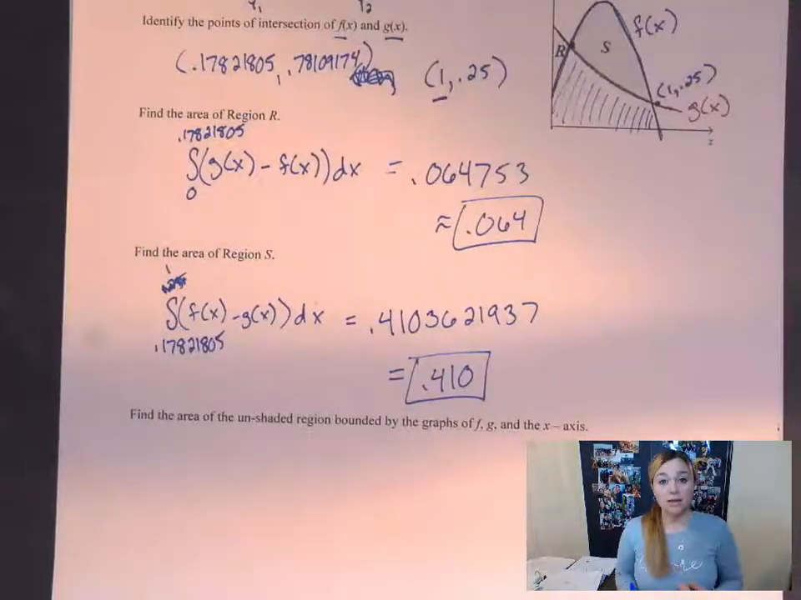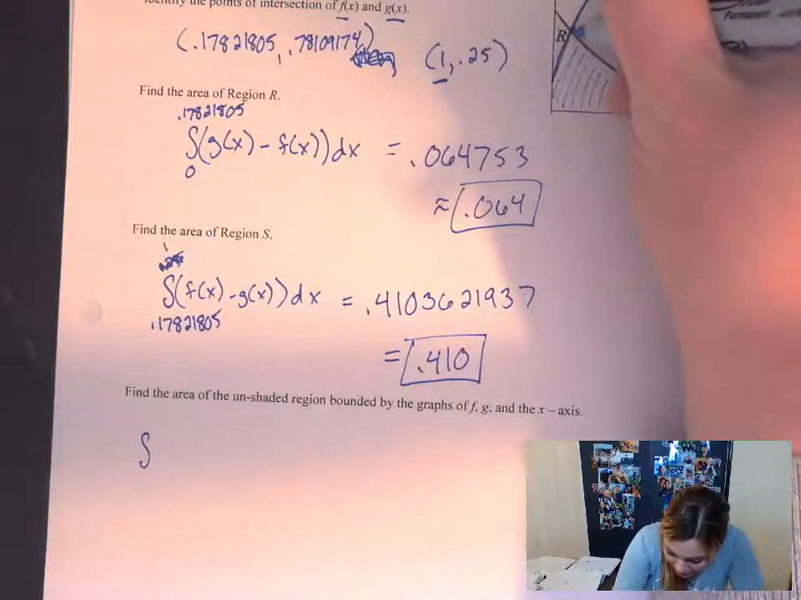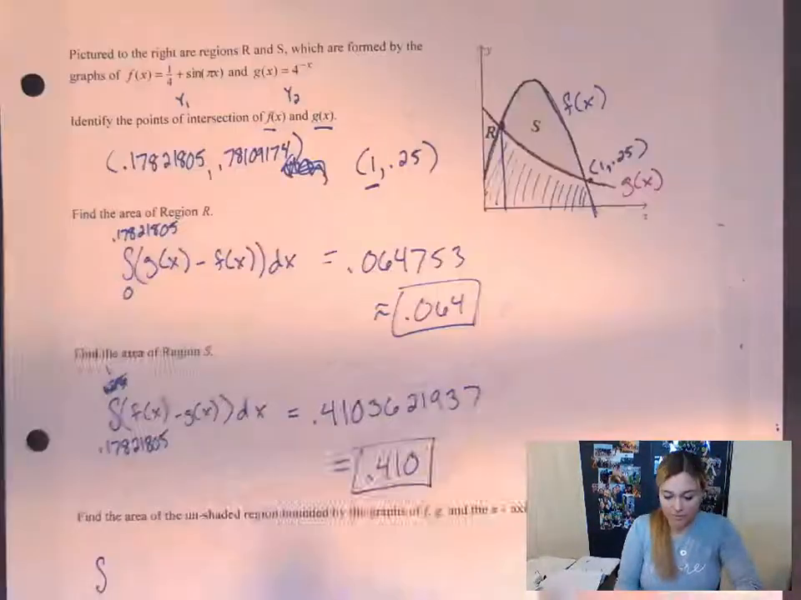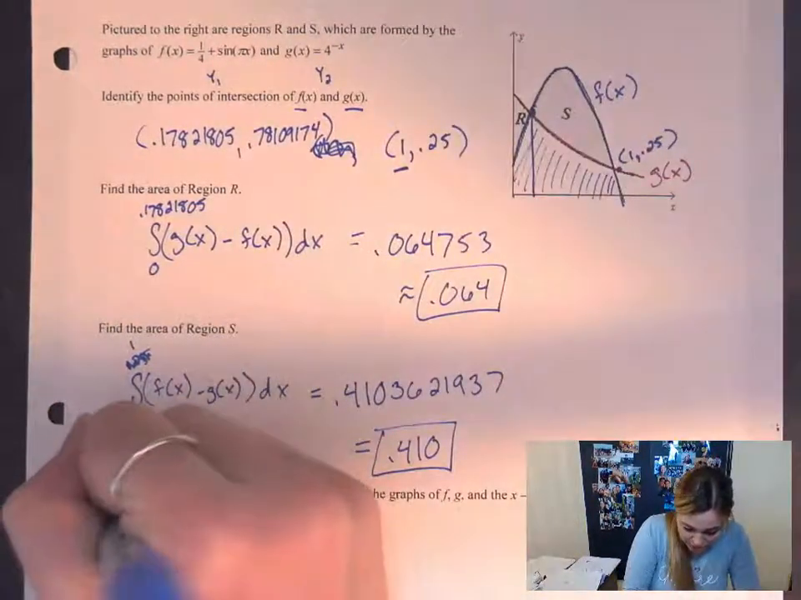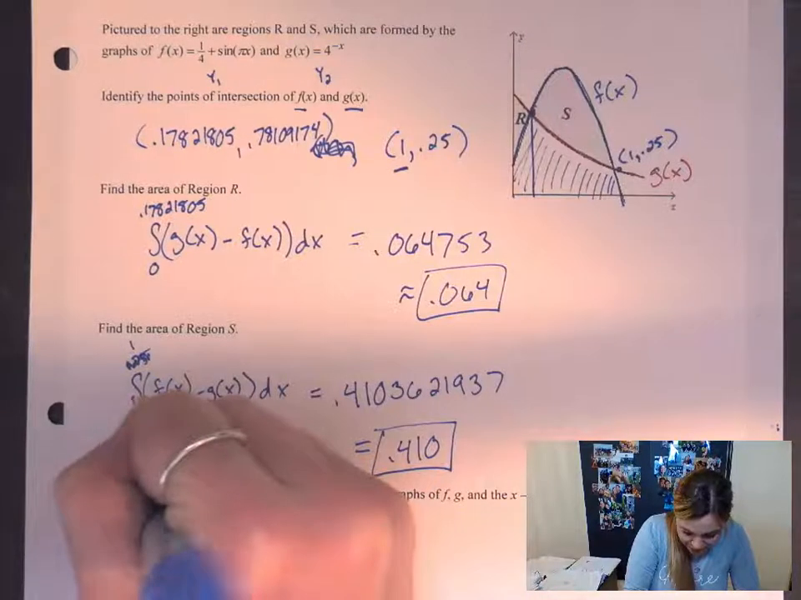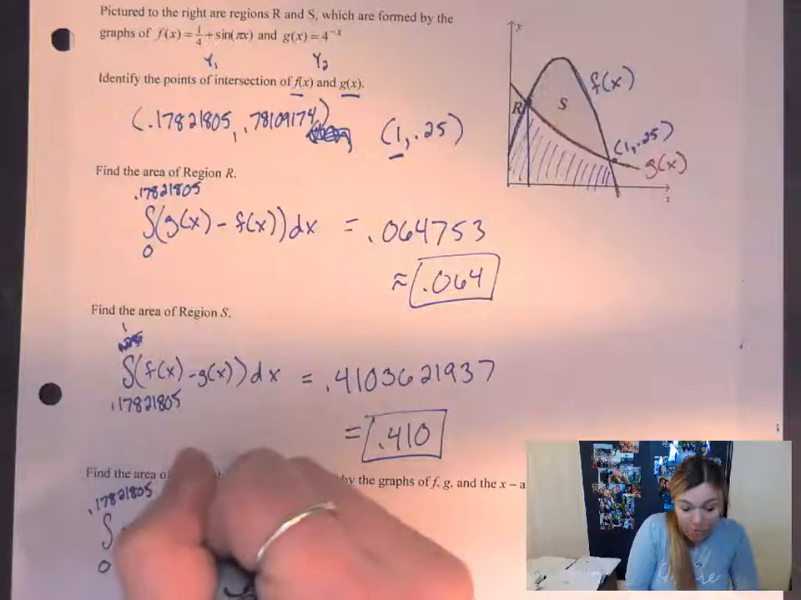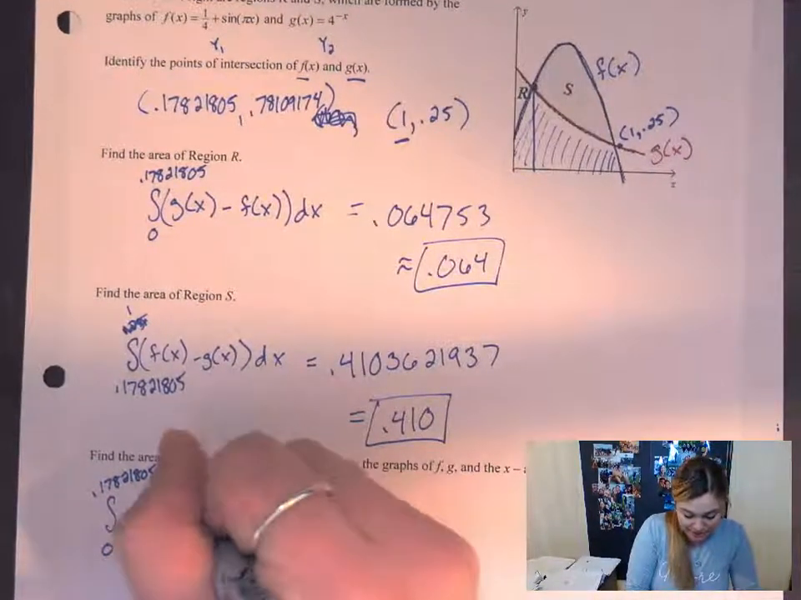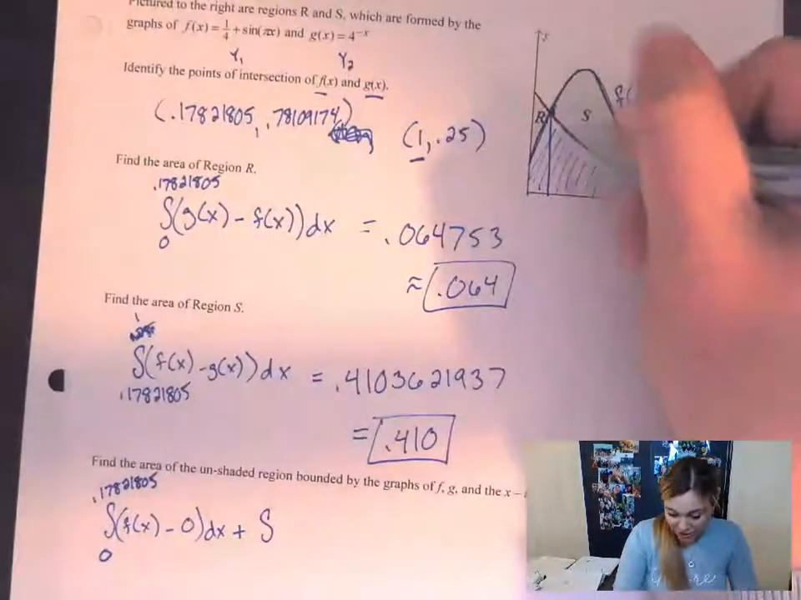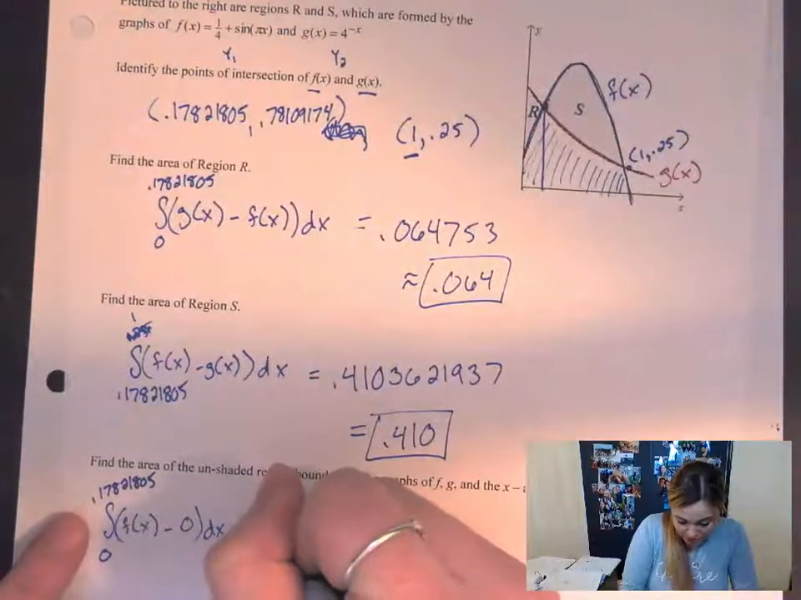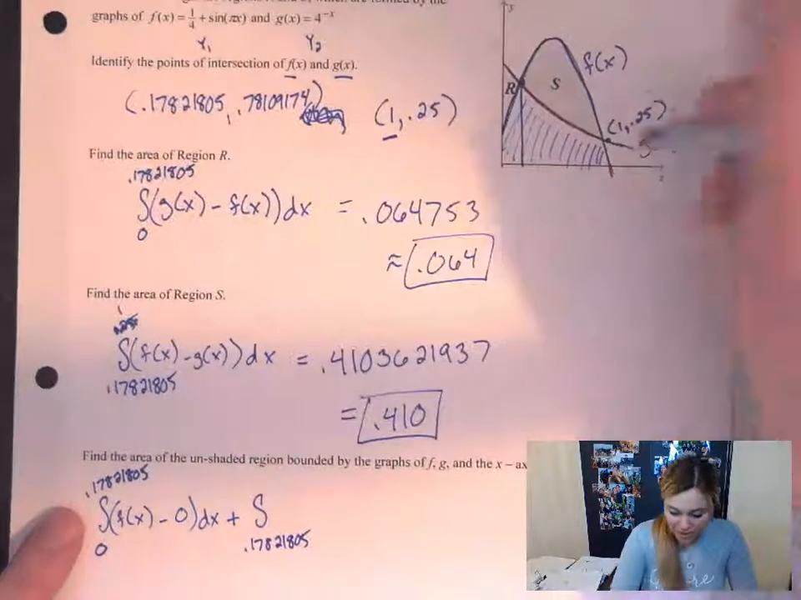First, we could add up all the regions. So we could say this integral, but we'd have to say from here to here, so 0 to this x value on the point of intersection, so 0.17821805. The top curve would be f of x. The bottom curve would be 0, dx. Plus, here I've got this integral. It's going to now start at 0.17821805. Where would it go until?